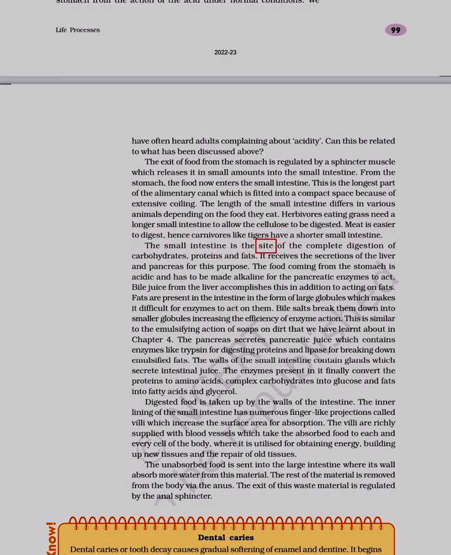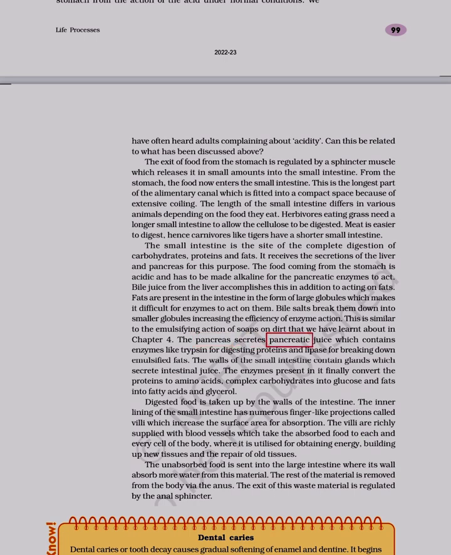The small intestine is the site of the complete digestion of carbohydrates, proteins and fats. It receives the secretions of the liver and pancreas for this purpose. The food coming from the stomach is acidic and has to be made alkaline for the pancreatic enzymes to act. Bile juice from the liver accomplishes this in addition to acting on fats. Fats are present in the intestine in the form of large globules, which makes it difficult for enzymes to act on them. Bile salts break them down into smaller globules, increasing the efficiency of enzyme action. This is similar to the emulsifying action of soaps on dirt that we have learnt about in chapter 4.